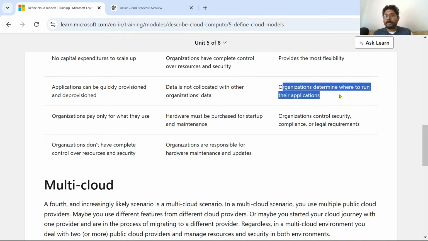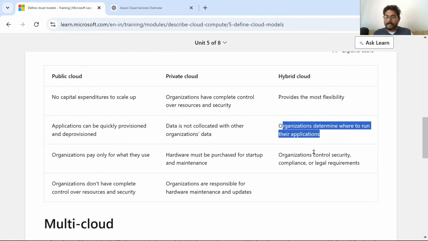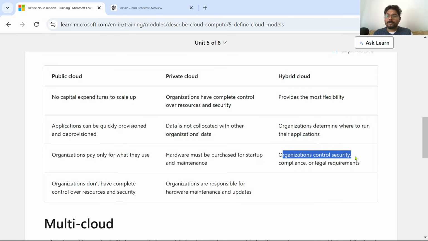Organizations determine where to run their applications, which application to run in private, which application to run in public, you can decide. Organizations control security, compliance, or legal requirements. You can also control the security compliance because you are controlling which one to be there in the public, which one to be there in the private. So you have better control and flexibility when you go for a hybrid cloud.